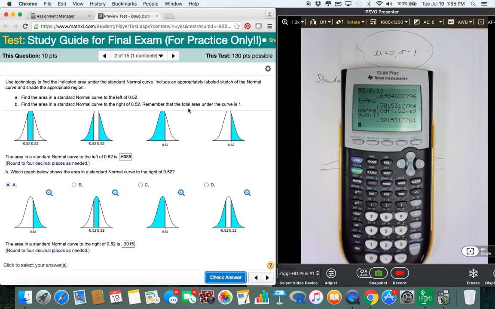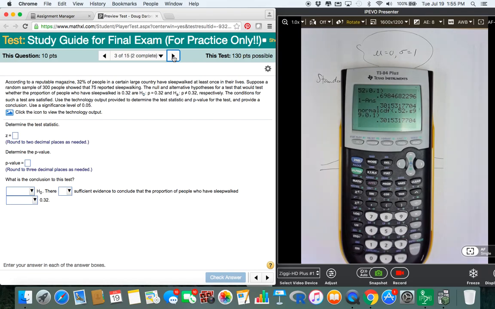Okay, question number 3. According to a reputable magazine, 32% of people in a certain large country have sleepwalked. Where do they come up with this stuff anyway? Have sleepwalked at least once in their lives. Suppose a random sample of 300 people showed that 75 reported sleepwalking. The null and alternative hypotheses for a test whether the proportion of people who sleepwalk is 0.32. So you have the null and alternative hypotheses given right here, respectively. The conditions are satisfied. That's cool.